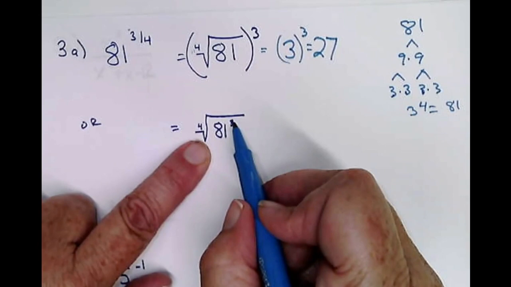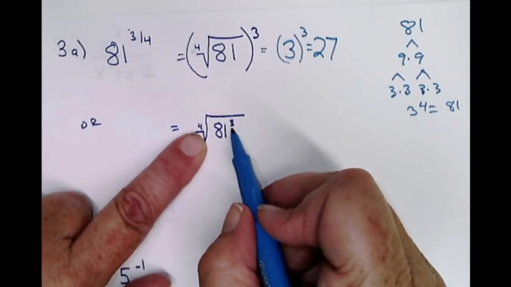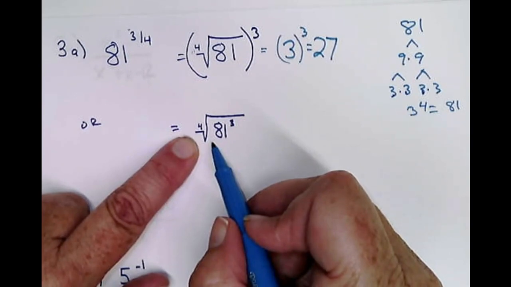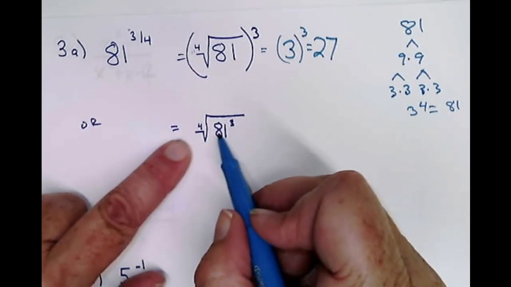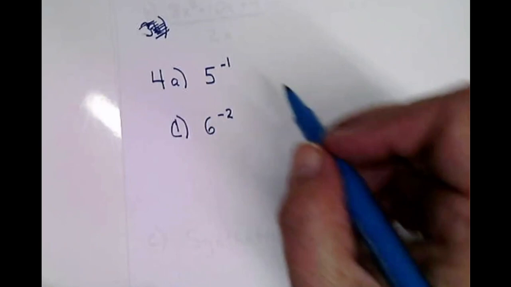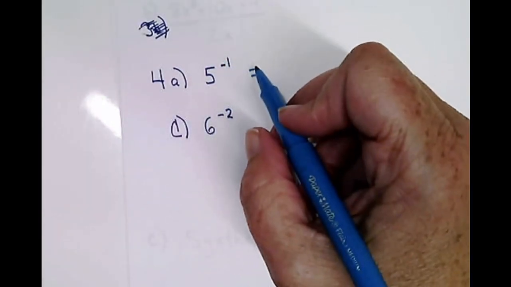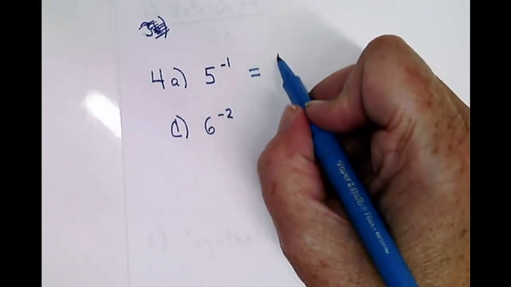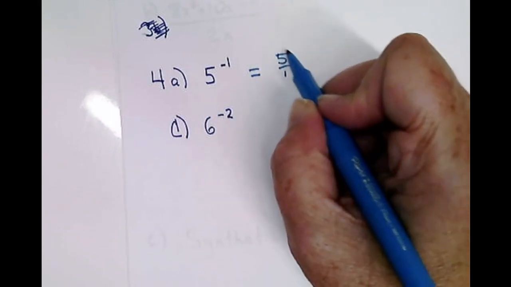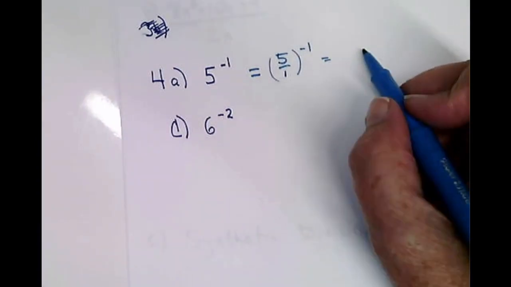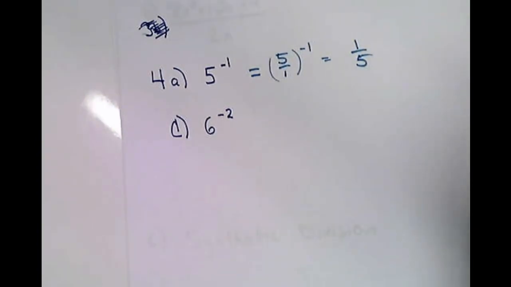Okay, you could do it this way and do 81 times 81 times 81 and then take the 4th root, but that would be nearly impossible without a calculator. So I don't recommend that method here. This one, a power of negative 1 literally means take the reciprocal. So if you consider this as 5 over 1 to the power of negative 1, a negative 1 exponent means take the reciprocal.